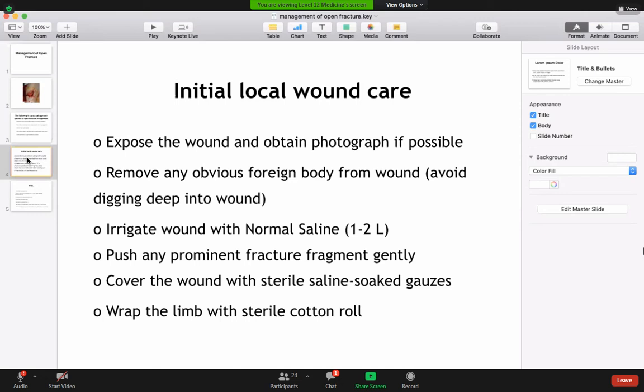Remove any obvious foreign bodies from the wound. Avoid digging deep into the wound. Anything superficial you should remove. Irrigate the wound with normal saline, 1 to 2 liters. Make sure the normal saline is warm enough, and make sure the patient has received adequate analgesia, because when the fluid comes onto the tissues, it might cause some pain. Push any prominent fracture fragments gently back in place.